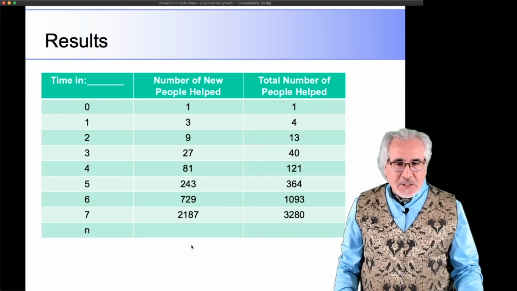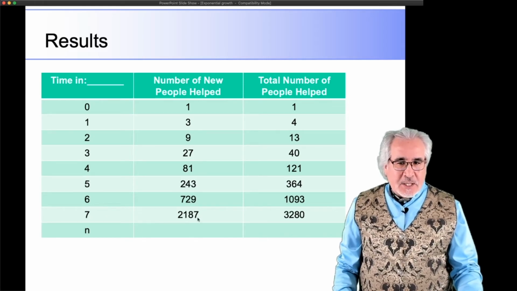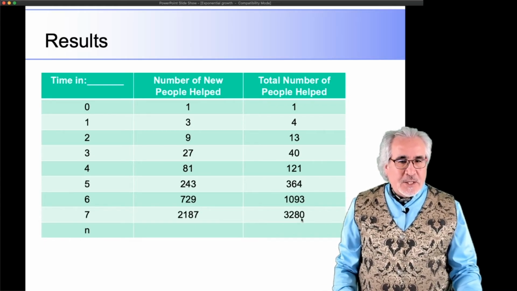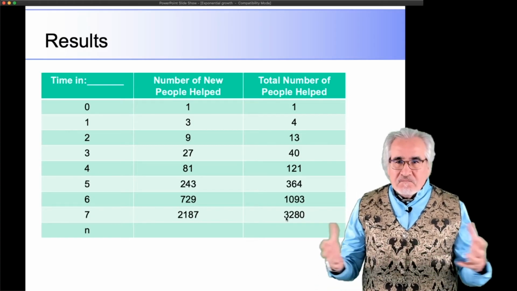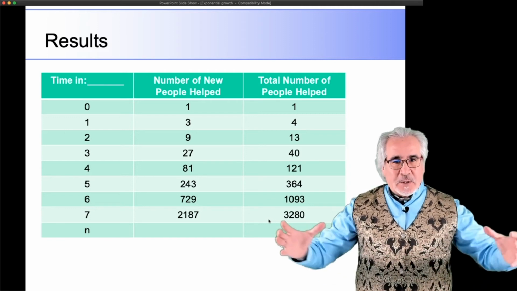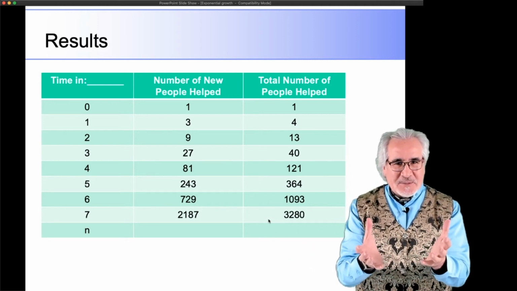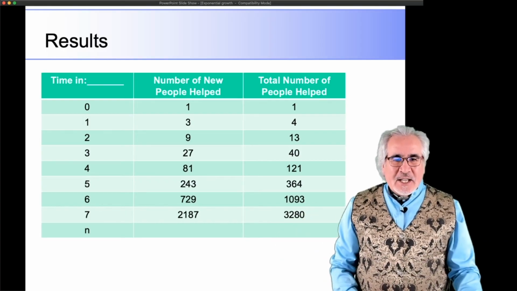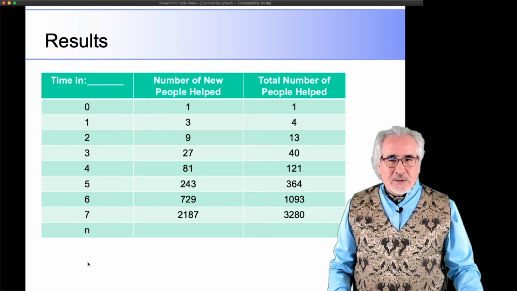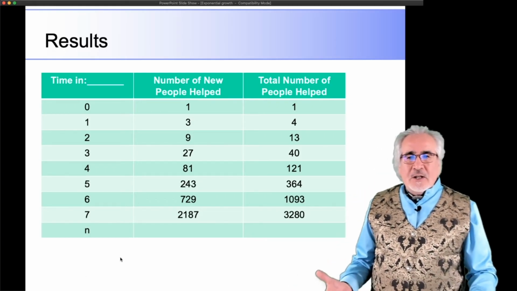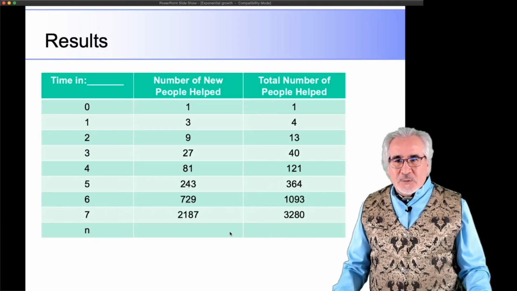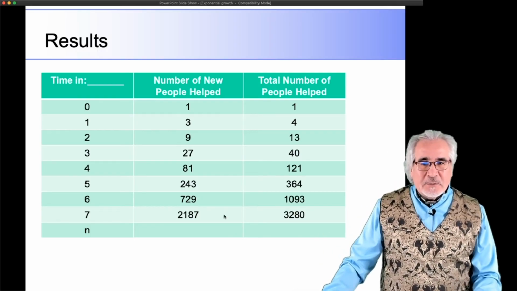So as we go through, after 7 rounds of help, 2,187 new people were helped, for a total of 3,280 people. You compare that to the world, it is not a large amount, but those are all the people around us, right? Because we started it, and so it's gone out from there. What we want to do now is jump out. What about after 20 rounds? What about after 30 rounds? How long will it take to help the world, the state, whatever we want to help, right?